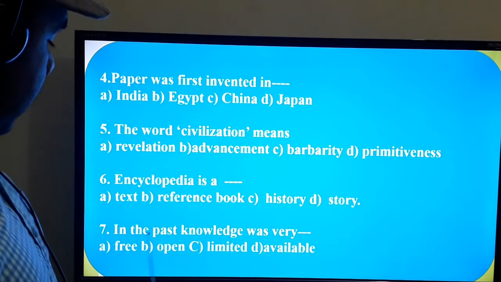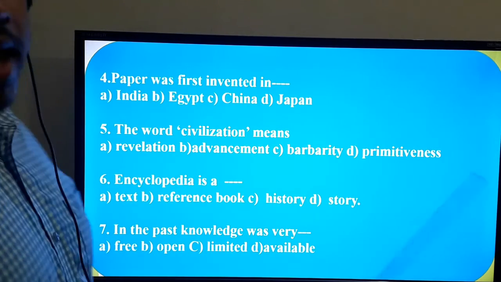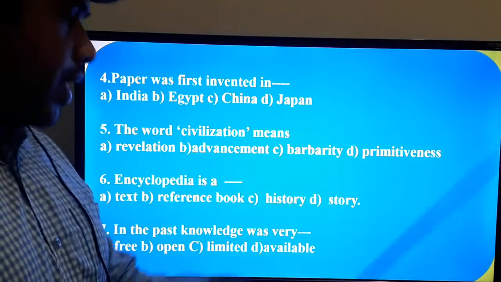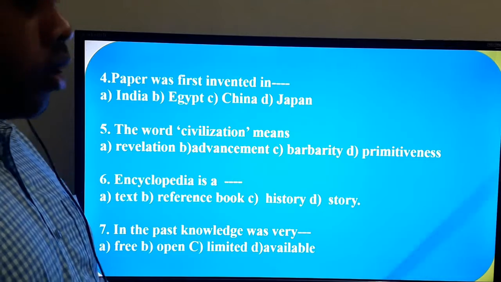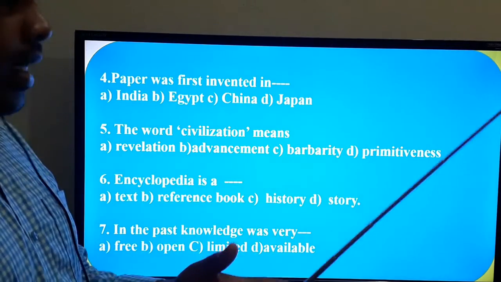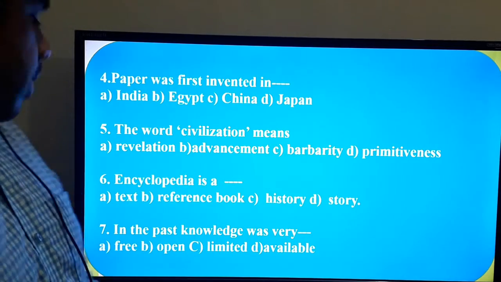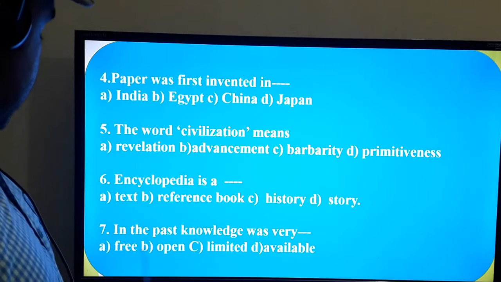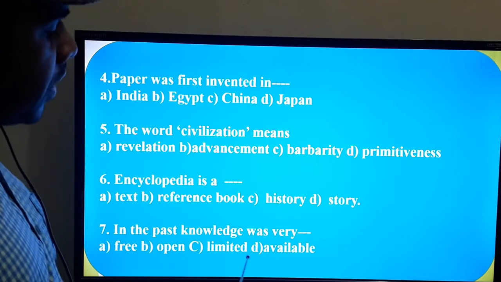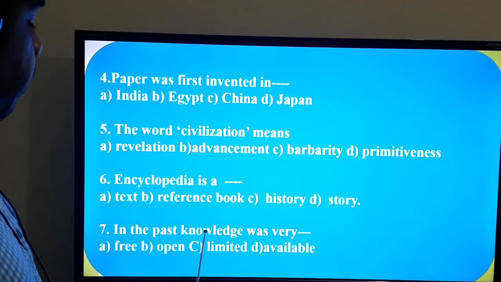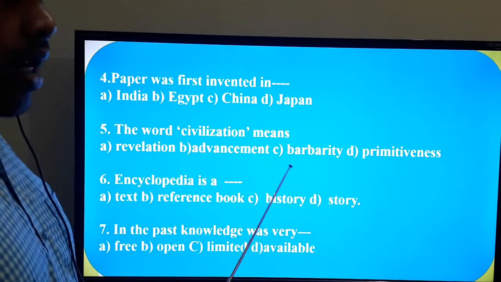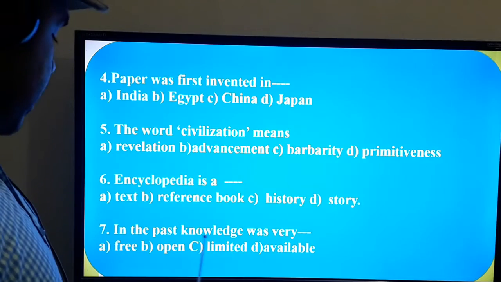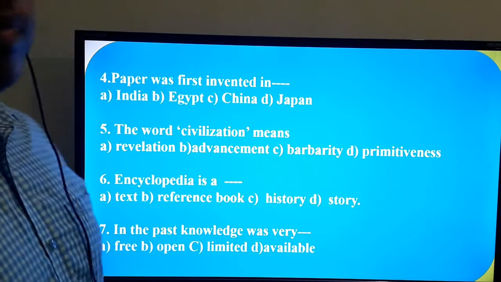Now number 7, in the past knowledge was very dash. I said that knowledge was very much what? As the writing methods were not available, the knowledge was limited to a particular group of people. So what is the answer? Is it free, open, limited, available? The answer is limited. It is clear that knowledge was not available and that was not free. The answer is knowledge was very limited.